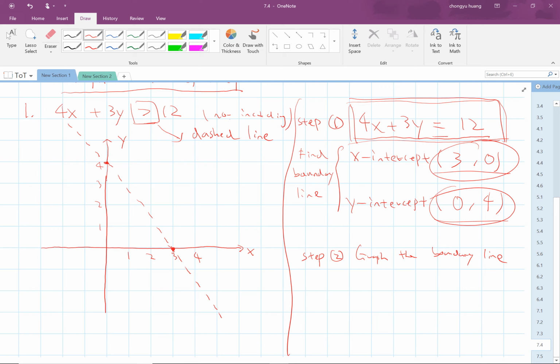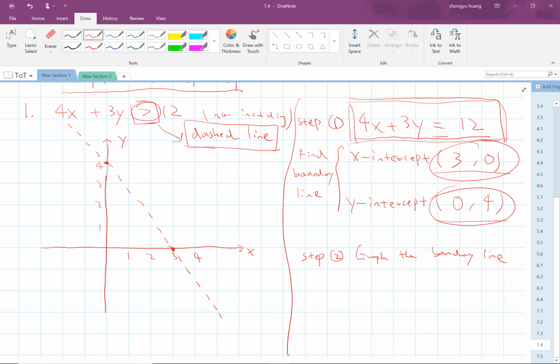Let's talk about it in a little more detail. Let me repeat it again. The reason why we have to draw the dash line is that the symbol over here is bigger than. Bigger than means the point is not included, so that's why we're drawing a dash line. You guys get it, right?